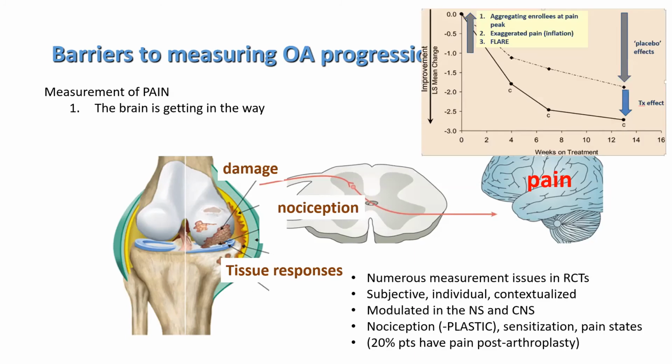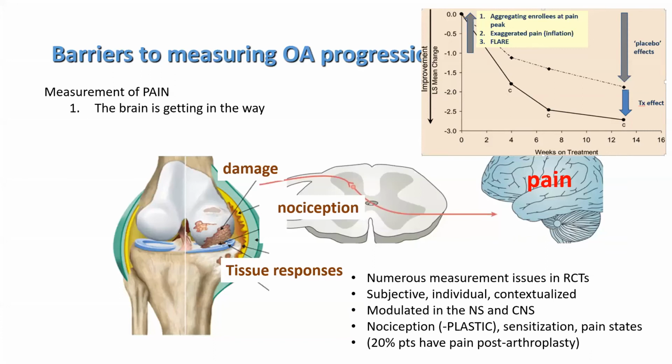And that's because pain is highly subjective, individual, and contextualized within the CNS. The signals are modulated in the nervous system and the CNS. And as a result, you get, and I learned a new word from Tahina today, nociplastic, and you get sensitization in pain states. All of these lead to tremendous measurement issues, which have been very well characterized in meta-analyses of clinical trials, as you see above. And as a result, the pain state often bears little relationship to what's going on in the knee.